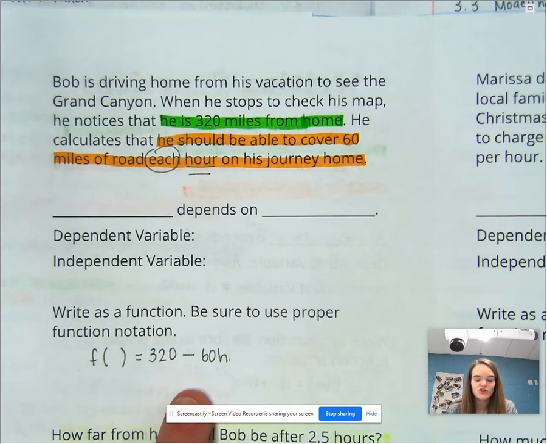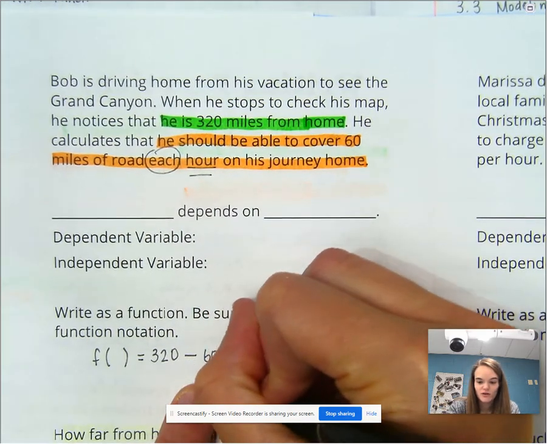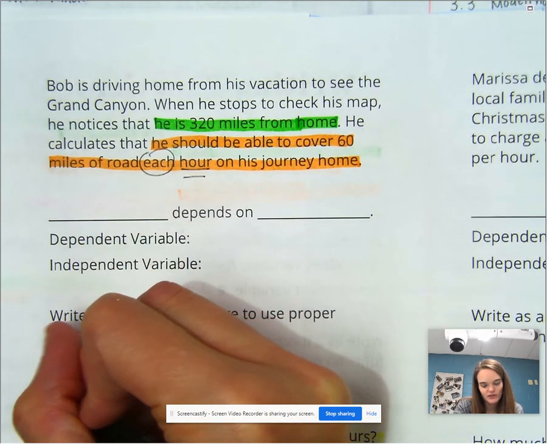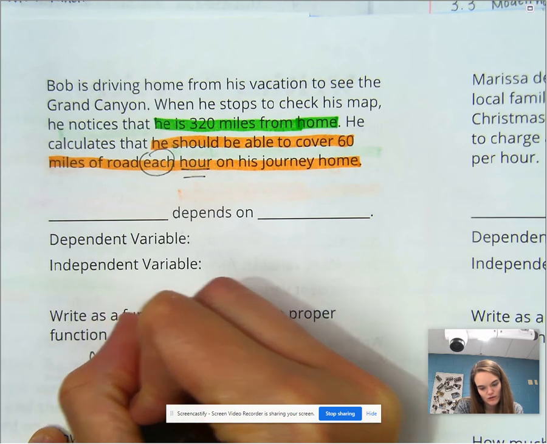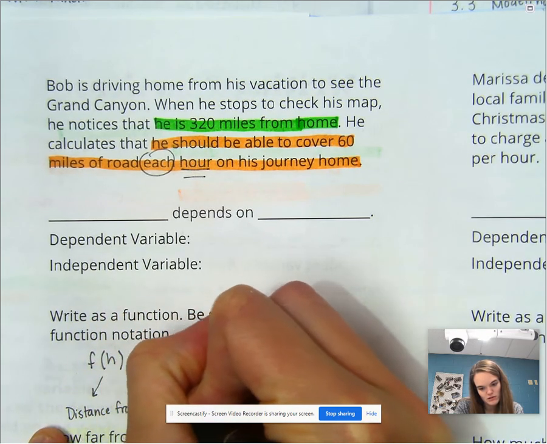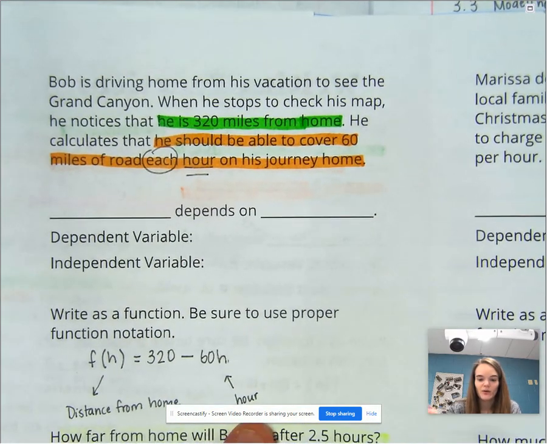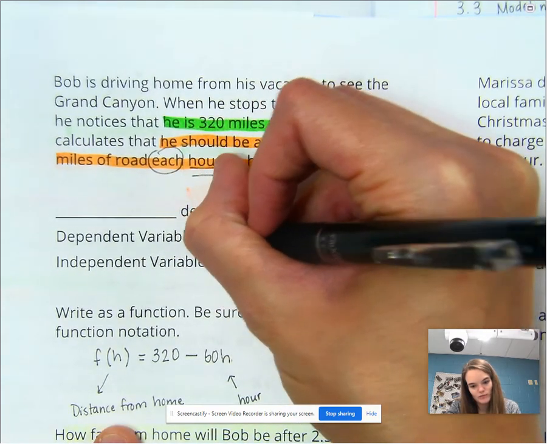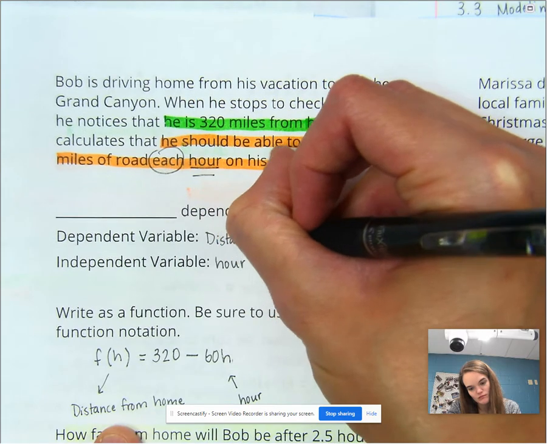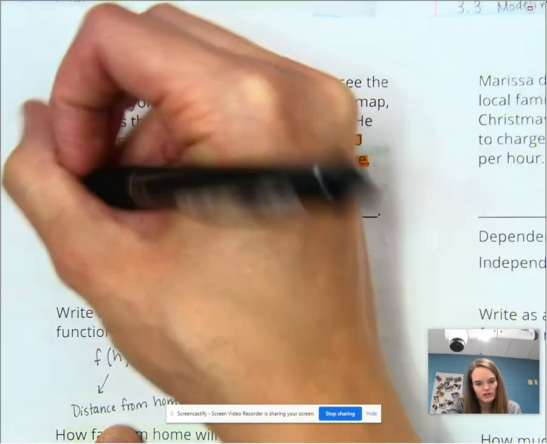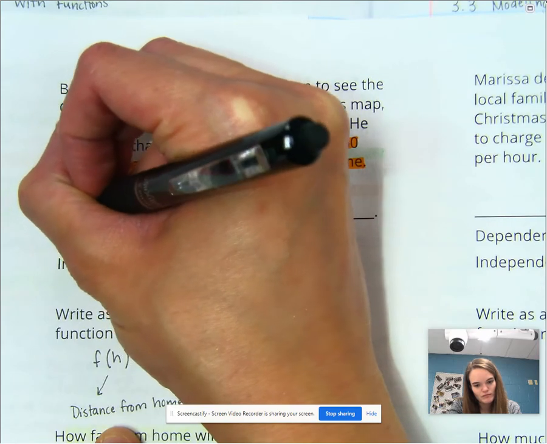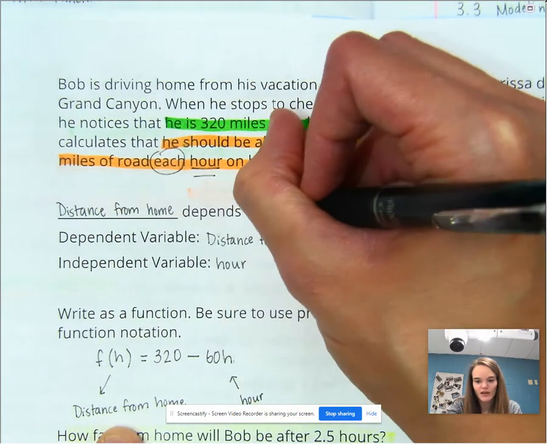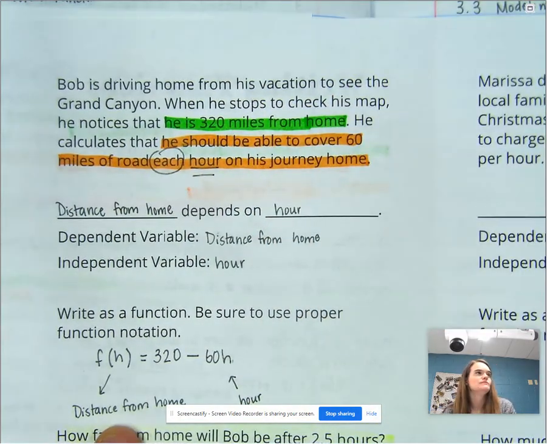Okay. H stands for hour. I'm going to plug it in right here. This stands for distance from home, which means our independent variable is hour. Our dependent variable is distance from home. Our distance from home depends on the hour, or time traveled.